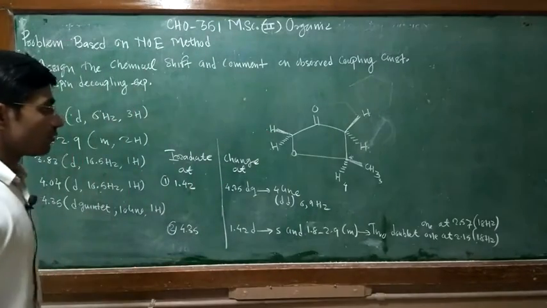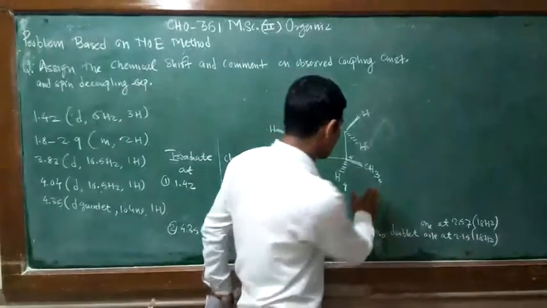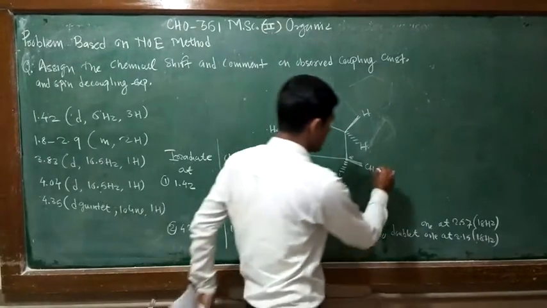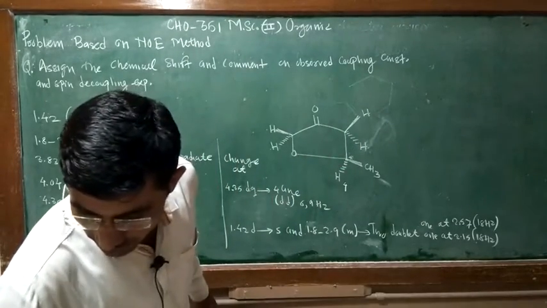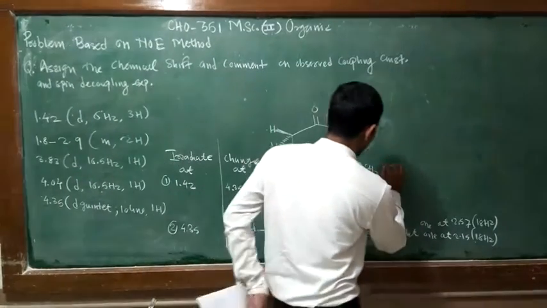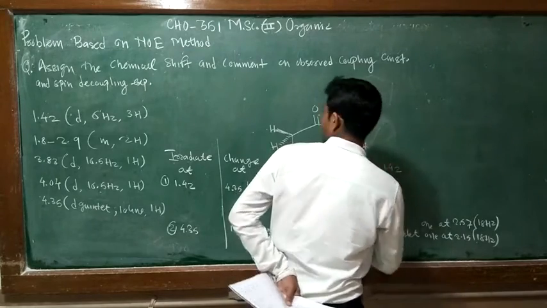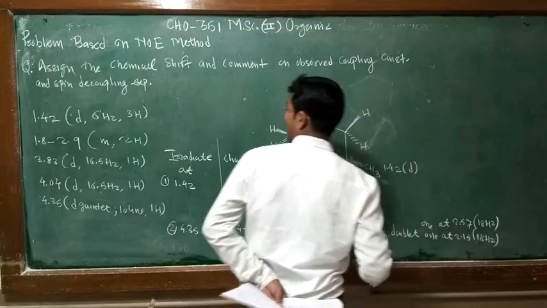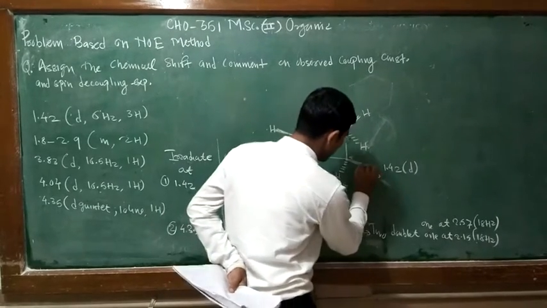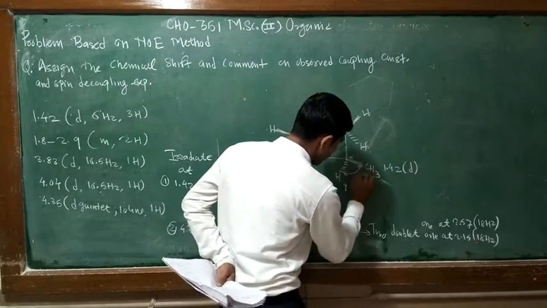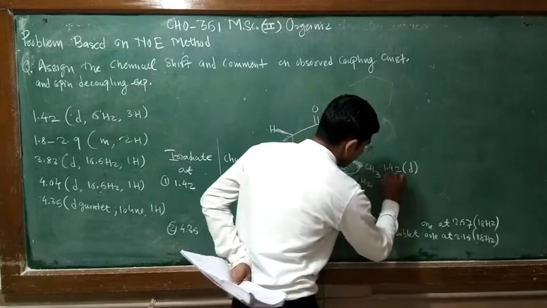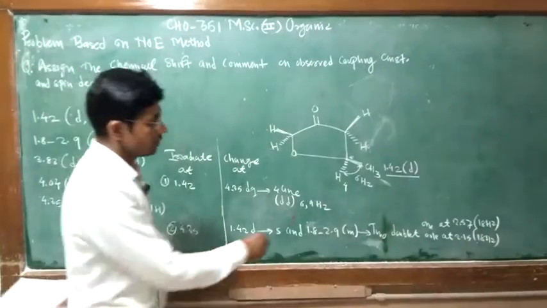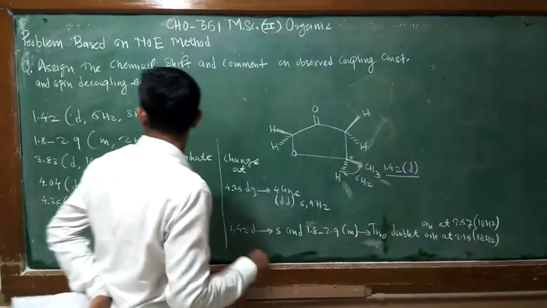Firstly, we are going to consider the methyl protons. The signal for 3 protons is given here. This is a simple single signal. So firstly we assign the signal at 1.42. It shows a doublet with 6 Hertz, meaning these 3 protons are coupled with this proton with 6 Hertz, and the signal is a doublet because the neighboring proton is 1 here.